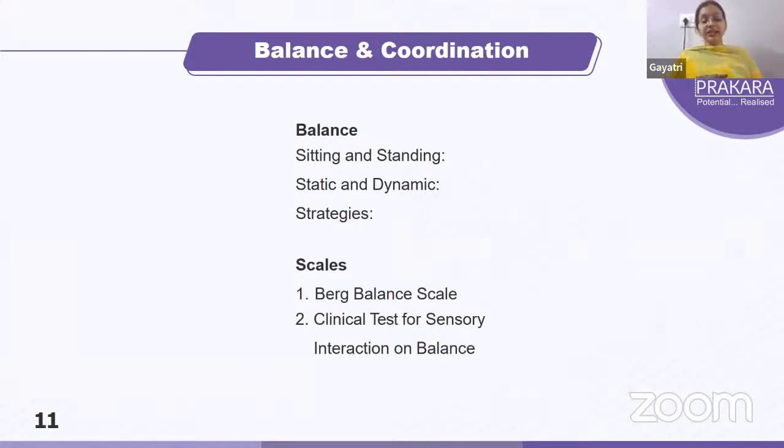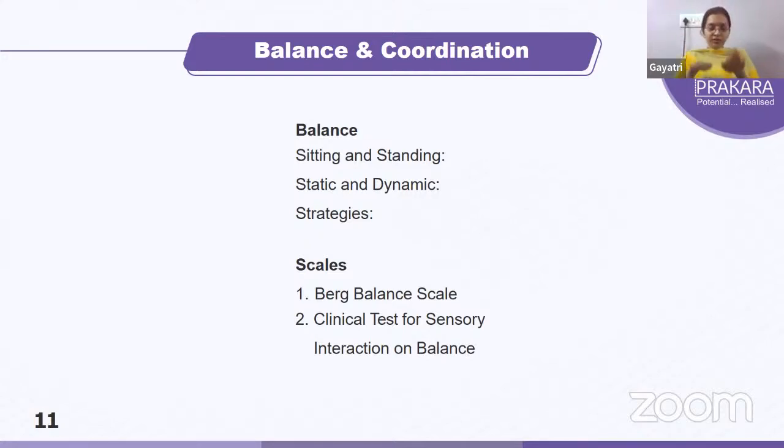Next comes the Clinical Test for Sensory Integration and Interaction on Balance. This has 6 components and a total score of 120. It's bifurcated like that, 2, 2, 2. And here you have eyes open, eyes closed. Standing on a firm surface, eyes open, eyes closed.